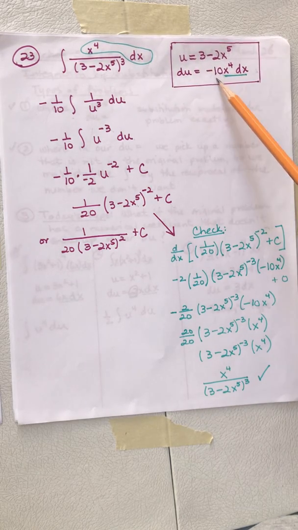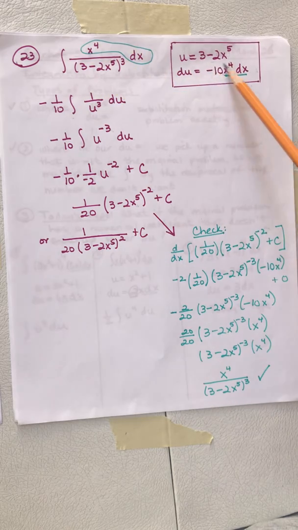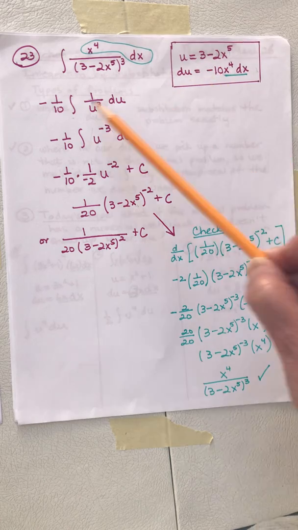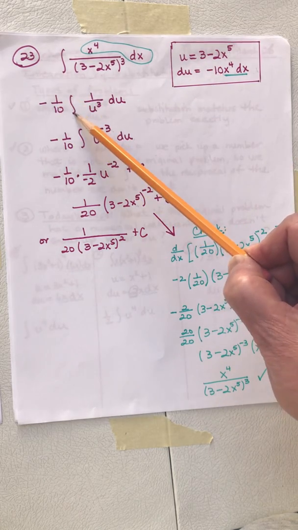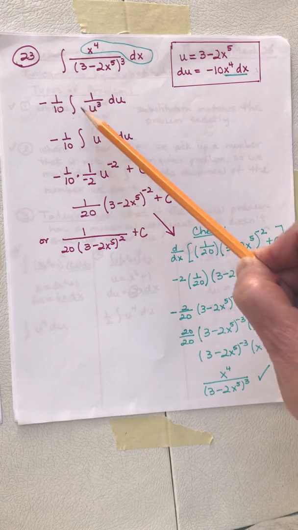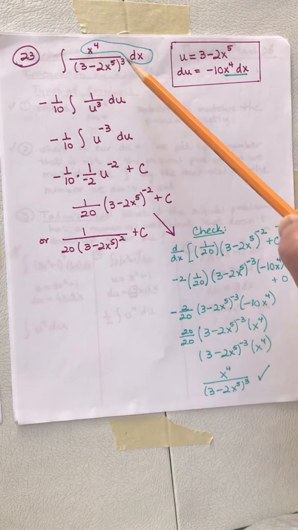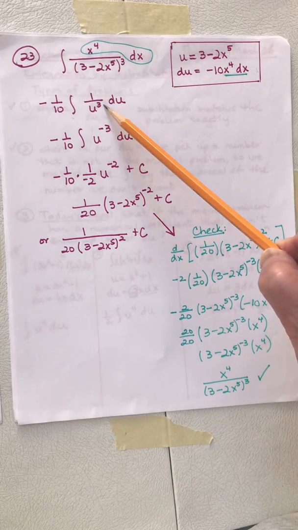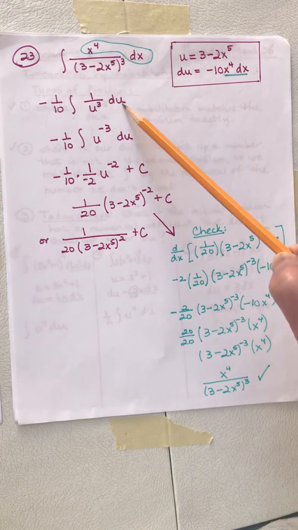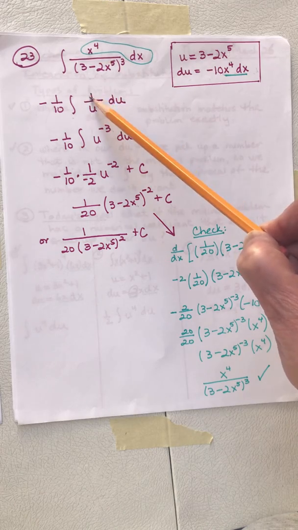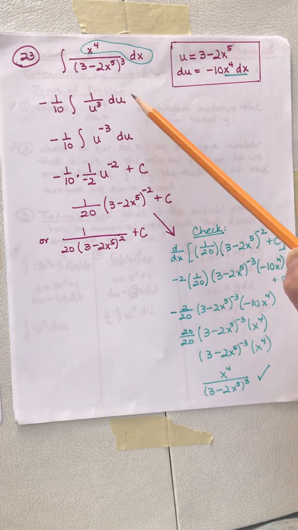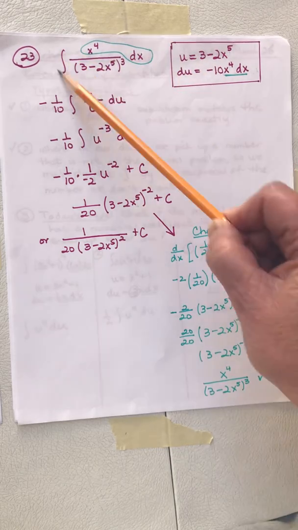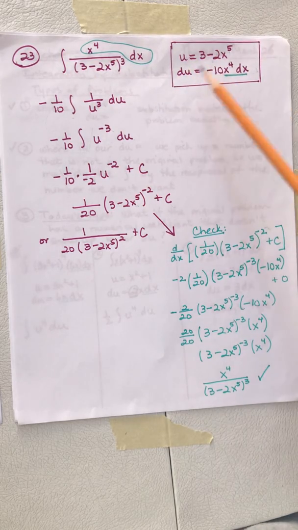But I picked up a negative 10. That's not in the problem. So I need to get rid of that by multiplying by the reciprocal of negative 10, which is negative 1/10. And I put that in front of the integral. And then I write the rest of my substitution. So my u goes in the denominator, cubed. And in the numerator, you can put the du, but I prefer to put a 1 in the numerator and then just put the du out to the side. So now this expression says the same thing as the original integral using this substitution.